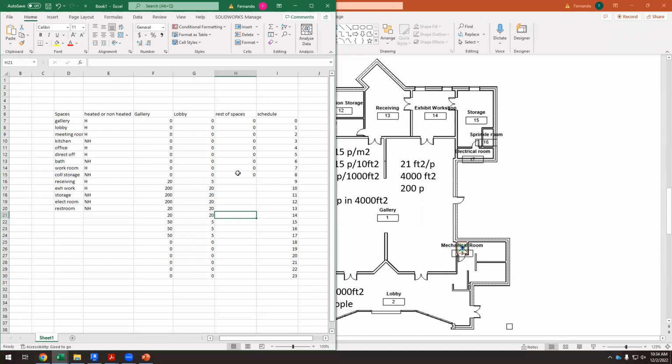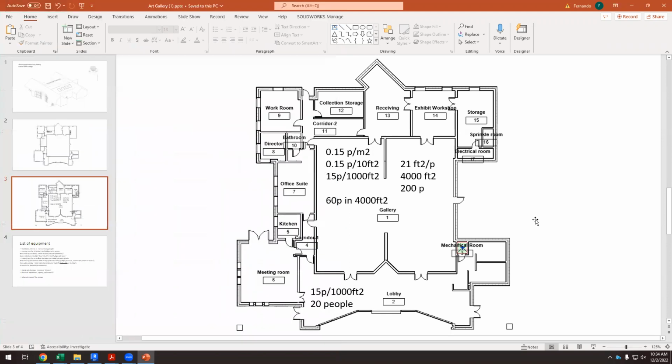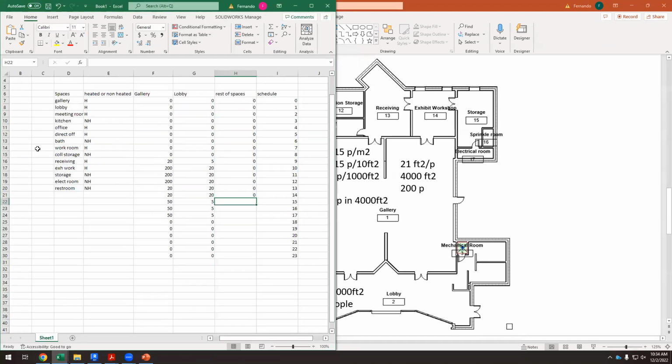What about the rest of the spaces? Well, if I have an exhibition there, I don't have people on the rest of the spaces, so I can assume that I have 0. And then in the afternoon, in the meeting room, there are 15 seats here, so I think there were like 15 people. In the kitchen, nobody. The office, we can have 4.